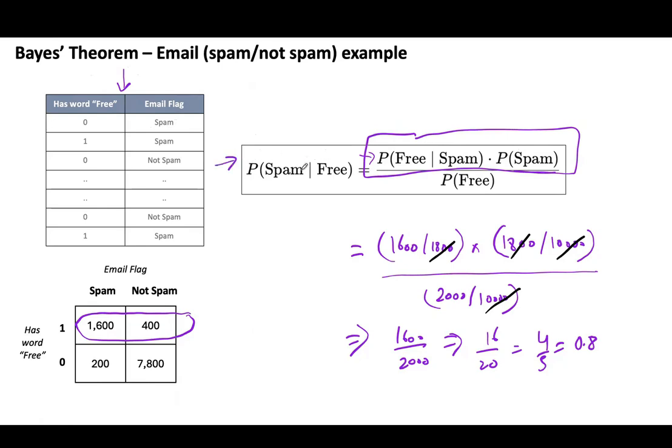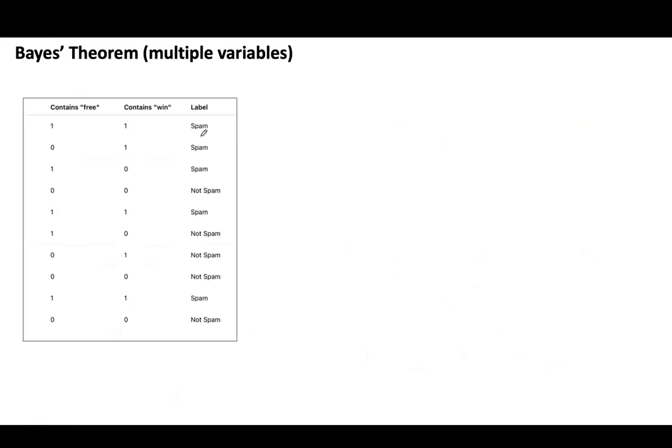Now, let me show you the extension of this example, wherein we have two attributes. Essentially, these are indicators of the email body containing the word free, 1 and 0, or the email body containing the word win, 1 and 0. Now, in such a case, I would need to incorporate both of these attributes to really come up with the probability of whether the email is spam, given we are observing the words free and win in my email.